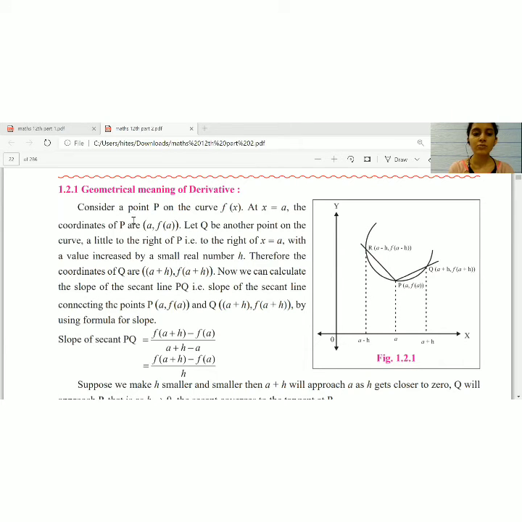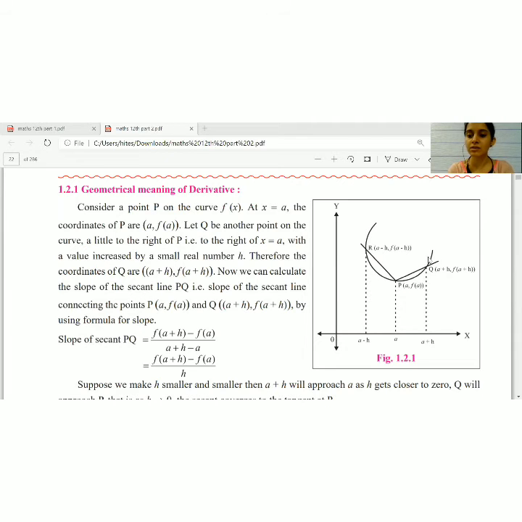Let Q be another point on the curve, a little to the right of P, that is a plus h. So how much difference are we taking from a? We're taking a small difference h. On the right side it will be a plus h as the x coordinate, and f of a plus h as the y coordinate. Similarly, we are taking another point R, that is a minus h and f of a minus h. Now we can calculate the slope of the secant line PQ.